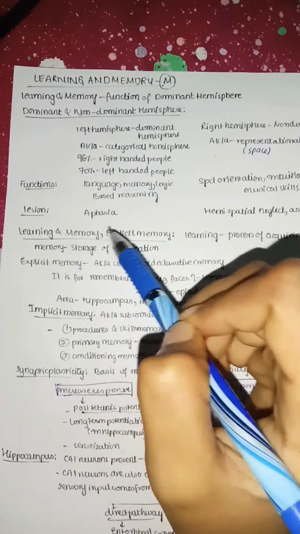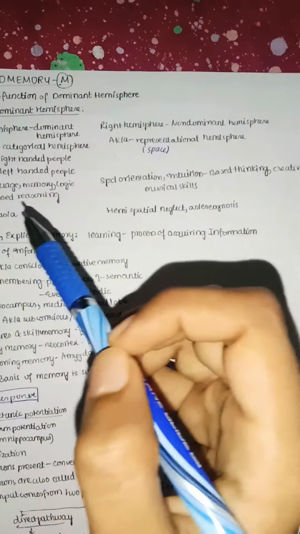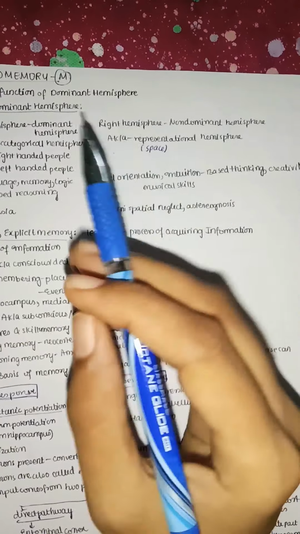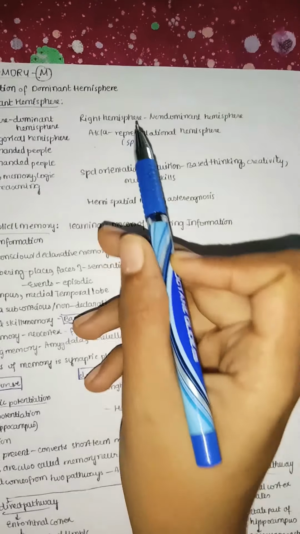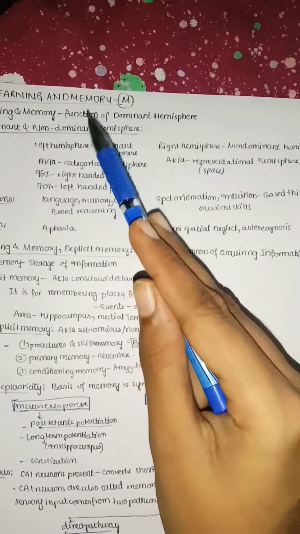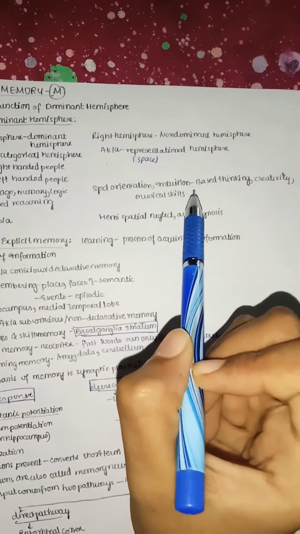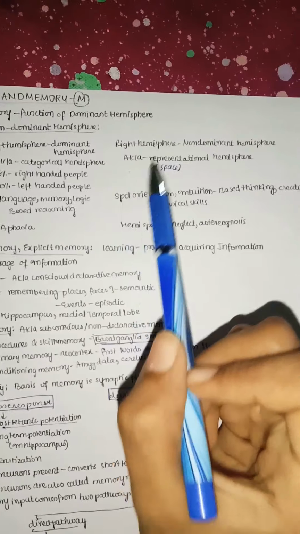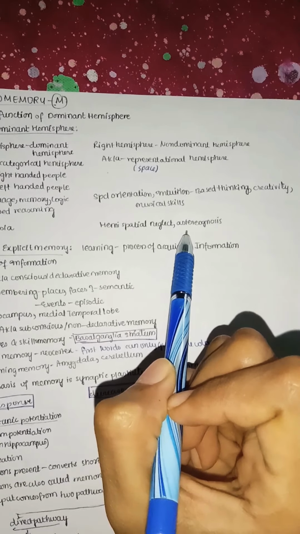If there is any lesion in it, it is called aphasia. And the right hemisphere is called the non-dominant hemisphere, also called the representative hemisphere. It has spatial orientation, intuition-based thinking, creativity, and musical skills. All these are associated with the right hemisphere. Mainly the left hemisphere is for memory, language, and logic, all this learning, but the right hemisphere is for intuition, thinking, creativity, and musical skills. If there is any lesion in the right hemisphere, it is called hemispatial neglect, also called astereognosis.